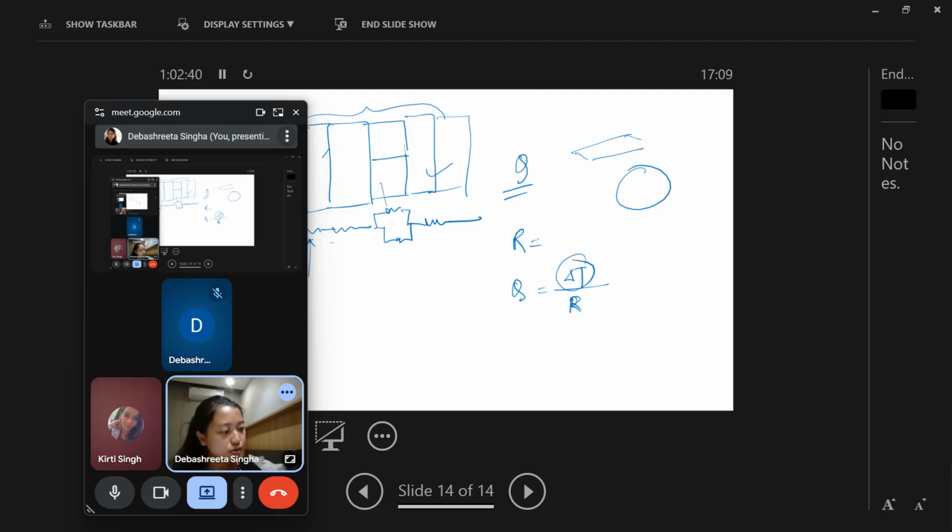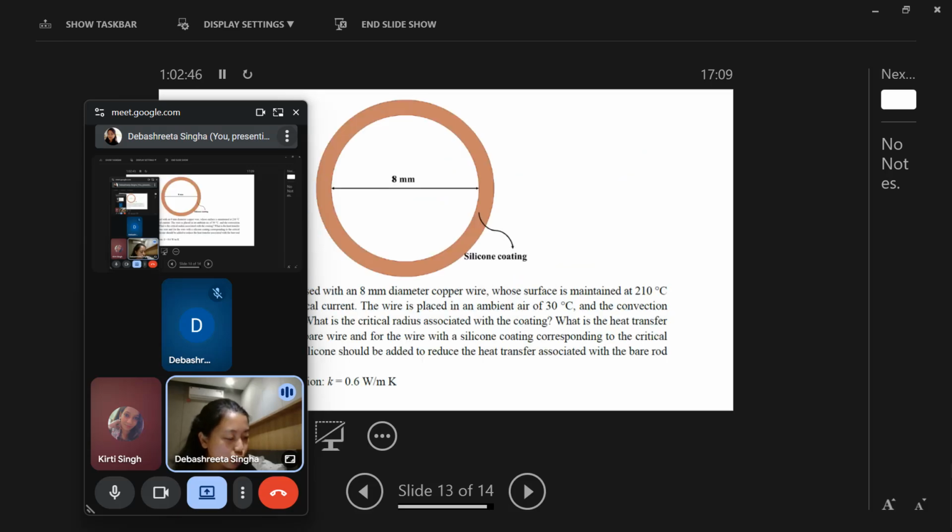Then we have this critical radius problem also. I was just going to do it, but okay. It must be done in college also maybe.